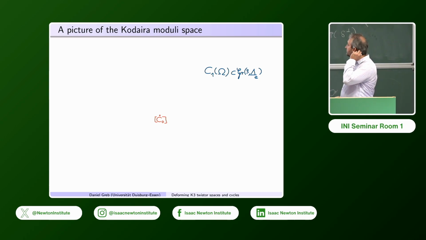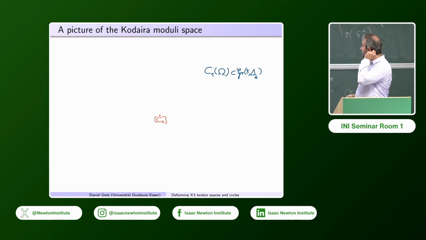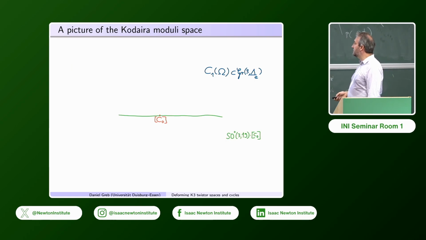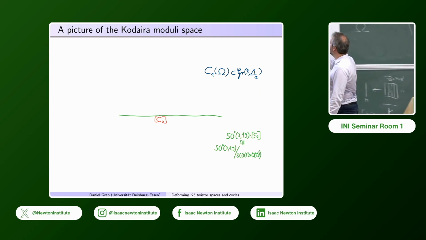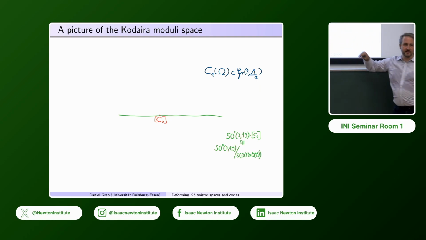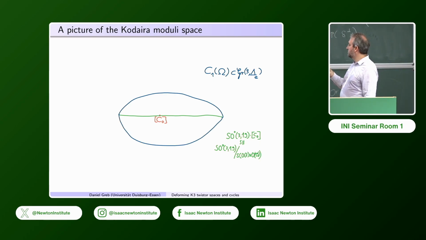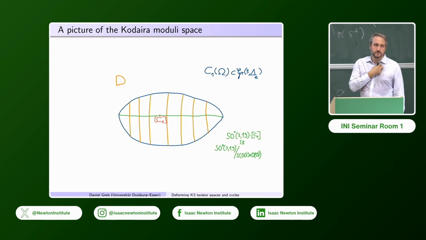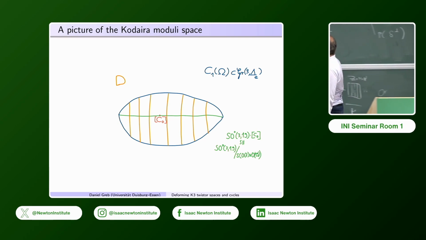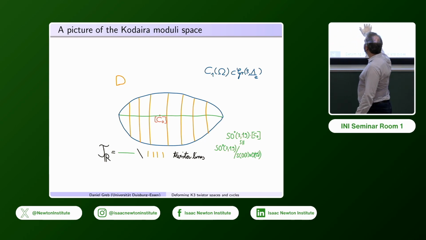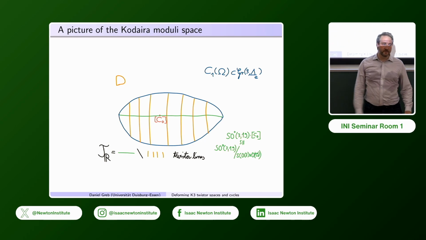So the picture that you have to keep in mind of the Kodaira moduli space is this. So I start with the family that I constructed earlier with Yau's solution of the Calabi conjecture. I have this orbit in the space of cycles of this group, which now, interestingly, this is a side remark, that's a Riemannian symmetric space. So it's the Riemannian symmetric space associated to this group. Okay, this is the whole thing. And then I remove this D. Yeah, and so the set of twistor lines is the green thing minus the orange thing.